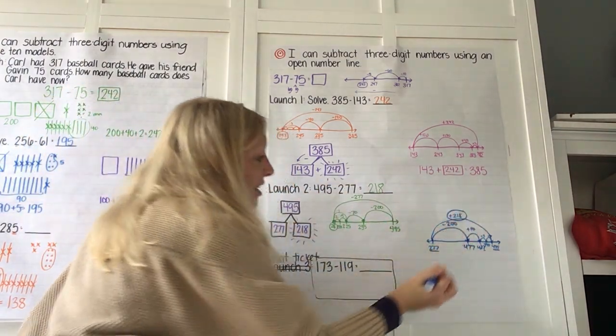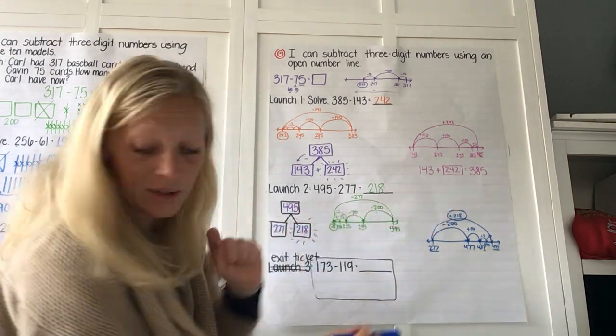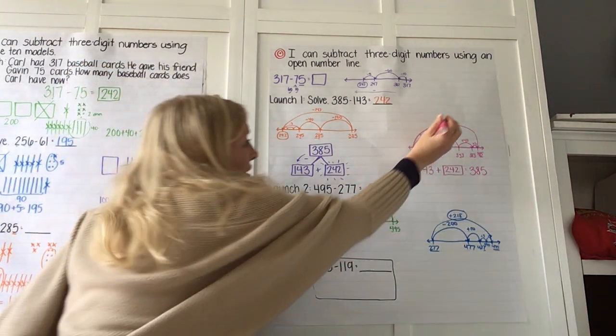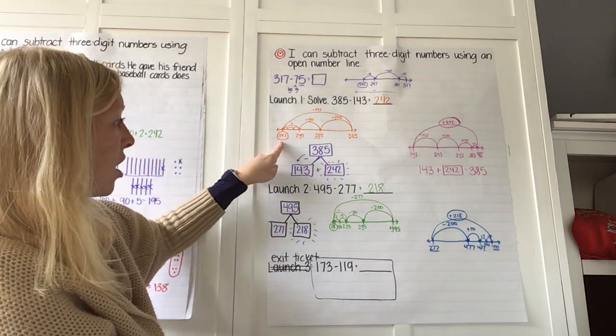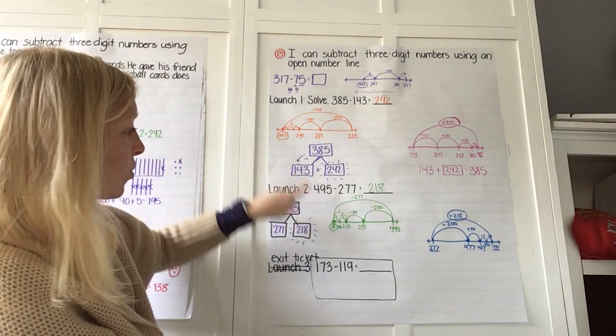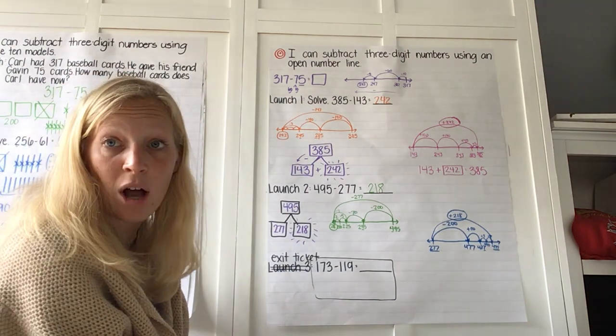So like in this case, our unknown was in our jumps. In this case, our unknown was in our jumps. But our unknown when we were subtracting was where we landed. So you want to make sure you label all those pieces.